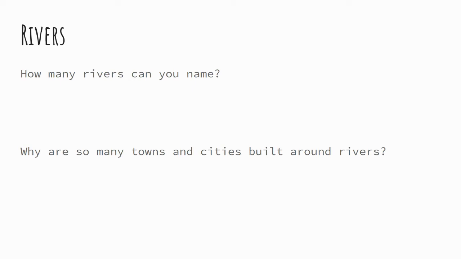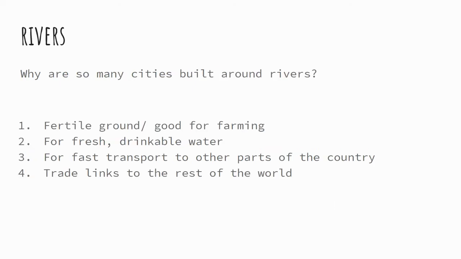Why then are so many towns and cities built around rivers? Well, here is the reason why. Well, four of the reasons why. One of them is that the land around rivers is very fertile. By that I mean it's very good for growing crops. Some ground, of course, like the ground in deserts or the ground in rocky mountainous areas, is not good for farming. But this sort of ground around rivers is good for farming. It has all the nutrients and water that the plants need to grow.